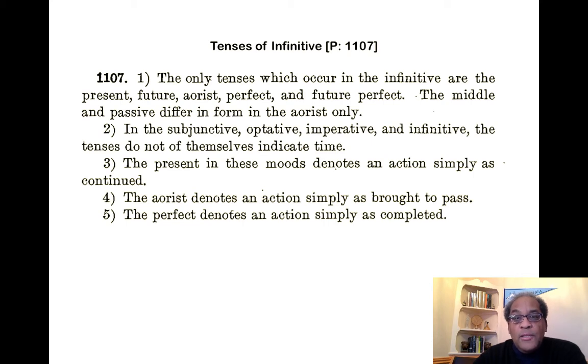Now, in the subjunctive, the optative, the imperative, and the infinitive, the tenses themselves do not indicate time. They simply denote what's called aspect. So the present in these moods denotes an action simply as continued. The aorist denotes an action simply as brought to pass. And the perfect denotes an action simply as completed.